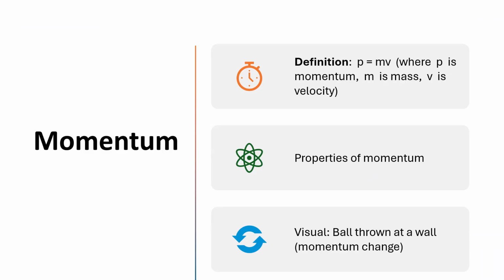Now let's see what momentum is. Momentum is a vector quantity, as it is the tendency of a body to remain in motion. Linear momentum and angular momentum are the two types of momentum. Momentum depends on mass and velocity. The total momentum is conserved.